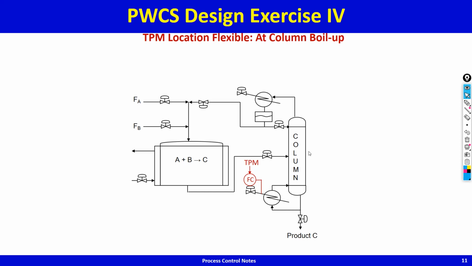And so what is typically done is you hold the pressure drop across the column at a maximum value, so that pressure drop limits the boil up.